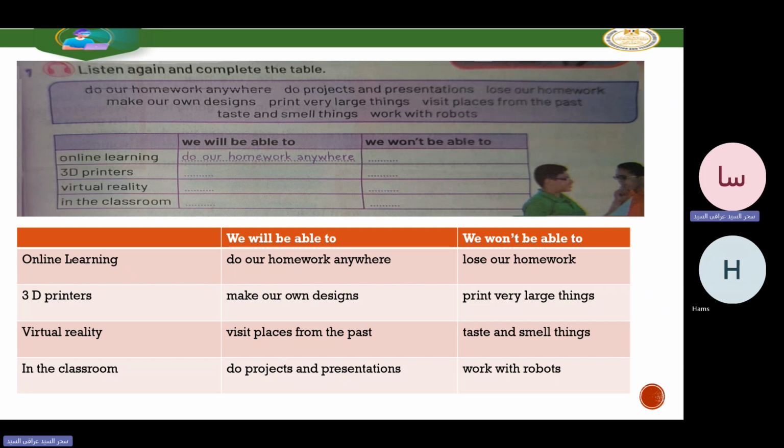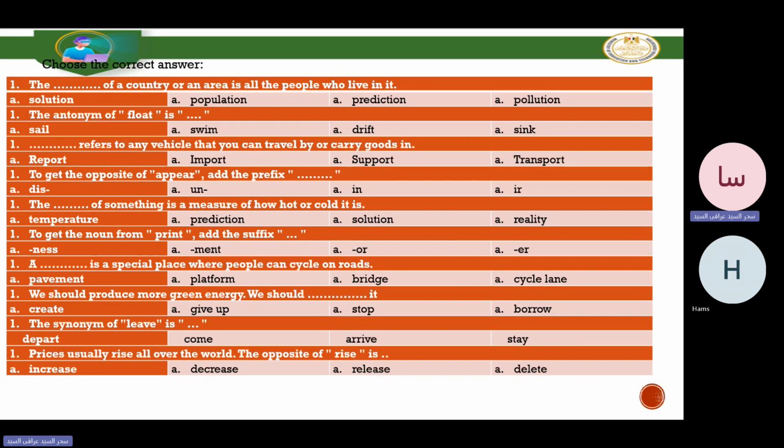Okay, now we are going to have a vocabulary exercise. Number one, the population of a country or an area is all the people who live in it. Number two, the antonym of float is sail, swim, raft, or sink. Number three, transport refers to any vehicle that you can travel by or carry goods in. To get the opposite of appear, add the prefix dis, on, an, or er. The temperature of something is a measure of how hot or cold it is. To get the noun from print, add the suffix. Choose.